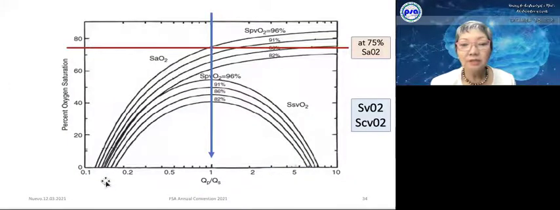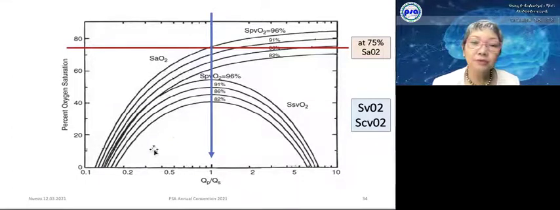So this graph depicts it more clearly. You can see here, this is the balanced QP:QS. From this side to 10 is greater than 1:1. From here down the line is less than 1:1. And this is oxygen saturation. So this is at 75% SaO2. If we have low venous oxygen saturation at QP:QS less than 1, and our oxygen saturation is also diminished, we don't want to be in this situation, okay?